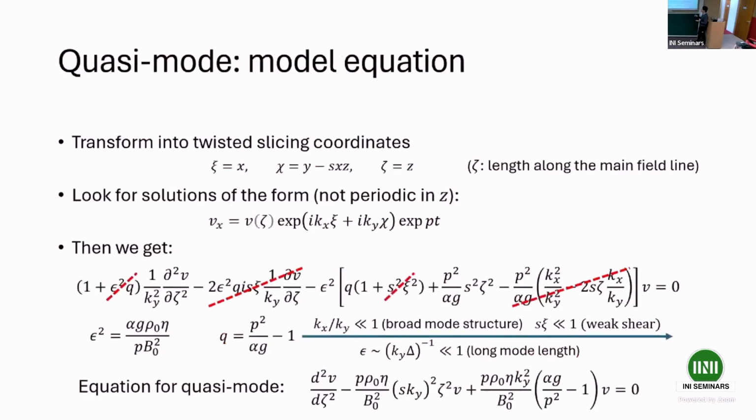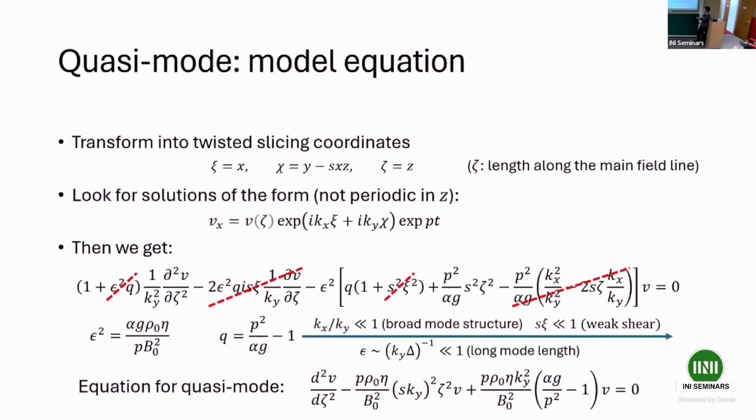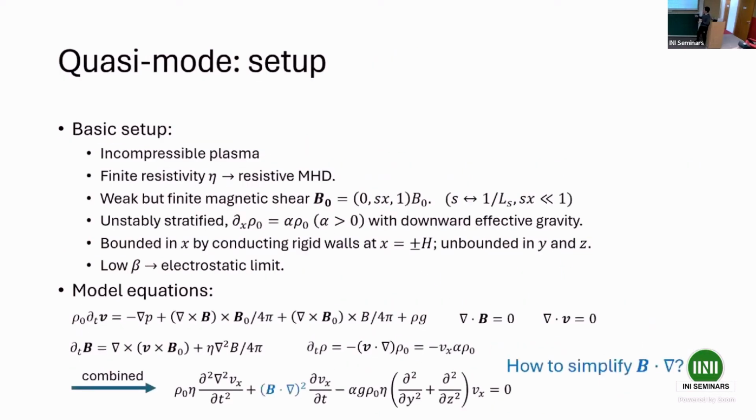After taking this transformation, we can finally get this equation. It's still very complicated, but by taking some limits, we can eliminate many terms and get a very simple equation. You can think of this geometry as a periodic cylinder or slab. I'll just skip, because it's bounded in the vertical direction, but it's open or unbounded in the poloidal and the toroidal direction.